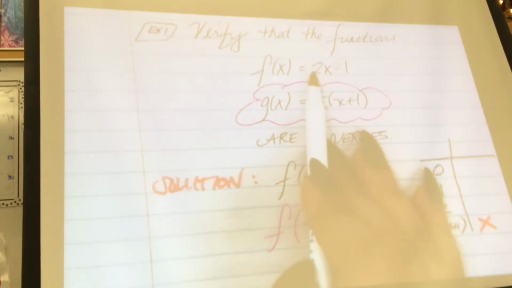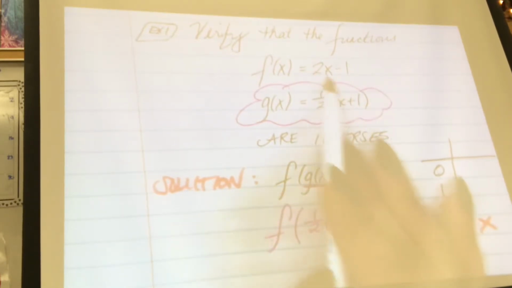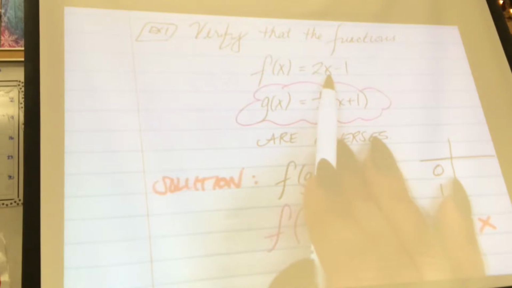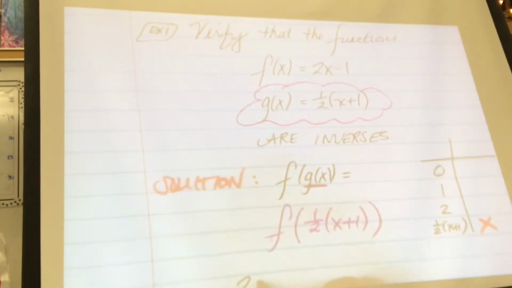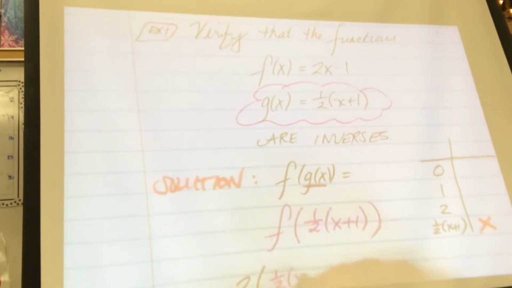There's a 2 here. Usually I'd plug in a number, but I'm not going to plug in a number. I'm going to plug in this whole thing instead of x. So I'm going to do 2 times 1/2 x plus 1 minus 1.